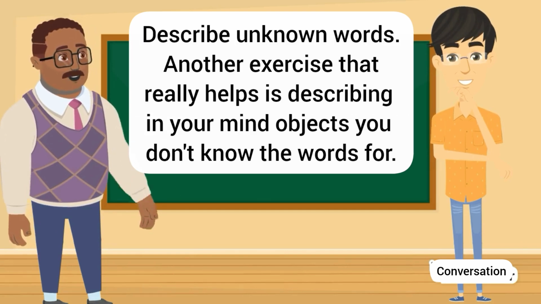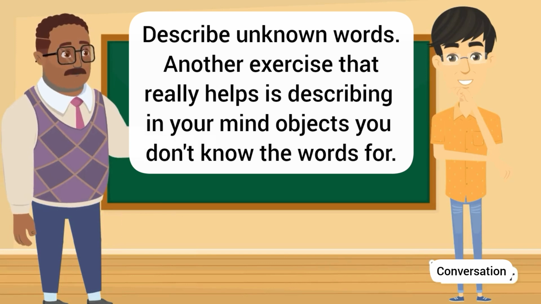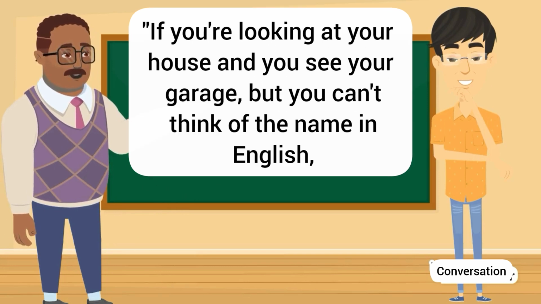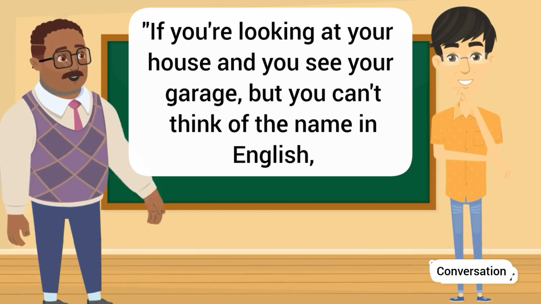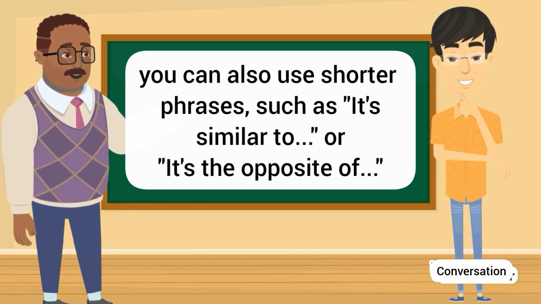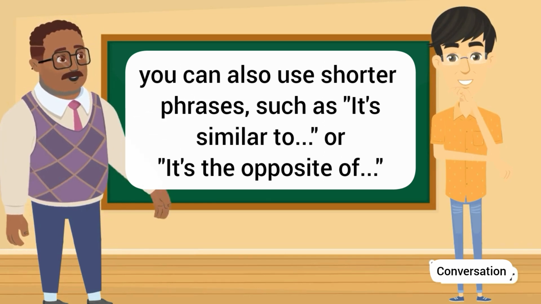Describe unknown words. Another exercise that really helps is describing in your mind objects you don't know the words for. An example would be if you couldn't think of the word garage. If you're looking at your house and you see your garage, but you can't think of the name in English, you can say, the place inside where I put my car. Or you can say, it's next to my house. I keep things there. You can also use shorter phrases, such as, it's similar to, or, it's the opposite of.